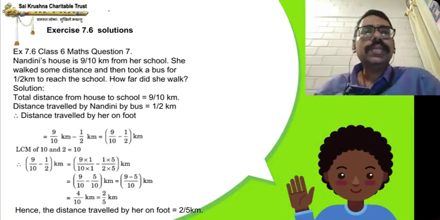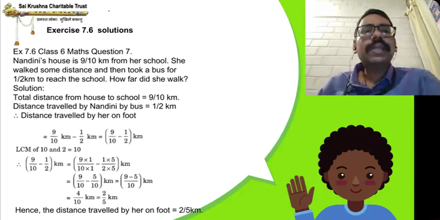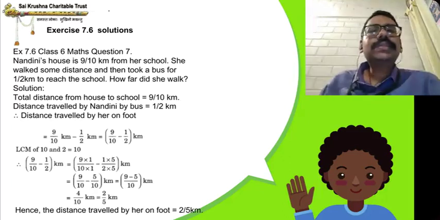Nandini's house is 9 by 10 kilometer from the school. She walked for some distance and then took a bus for half kilometer to reach the school. How far did she walk? What is the distance of school from the house of Nandini?